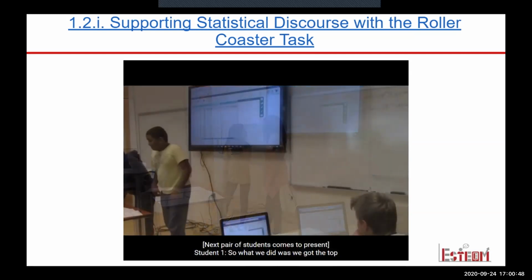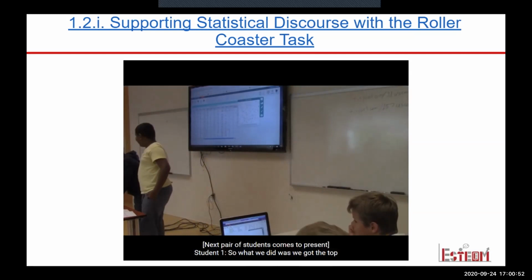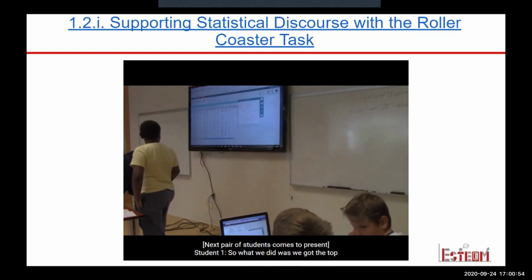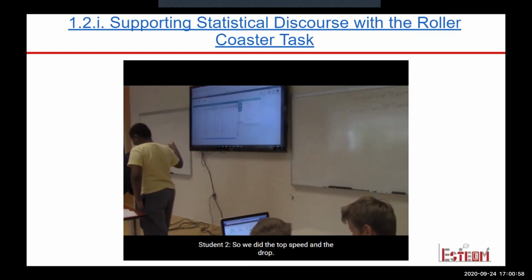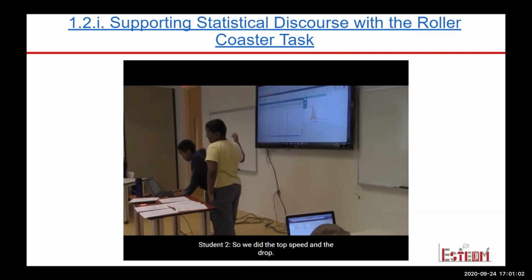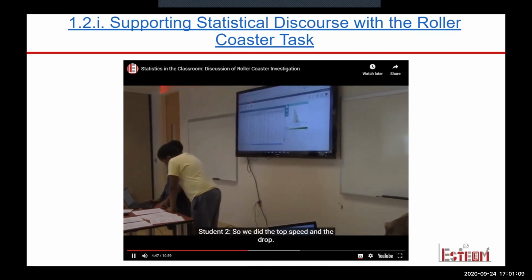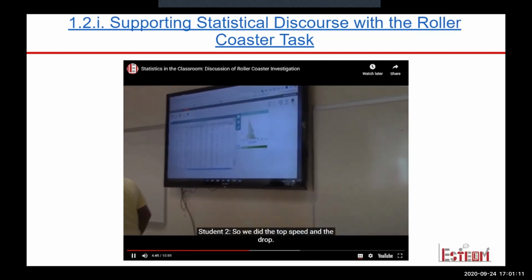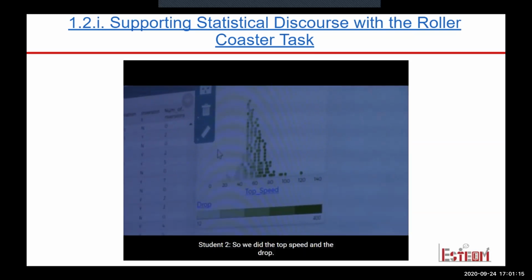Okay. And so what we did was we got the top speed. So we did the top speed and the drop. And we put the drop in the middle of the thing. And then that's what ours looked like. The darkest green meant the biggest drop. The lighter the green was, the lower the drop was.